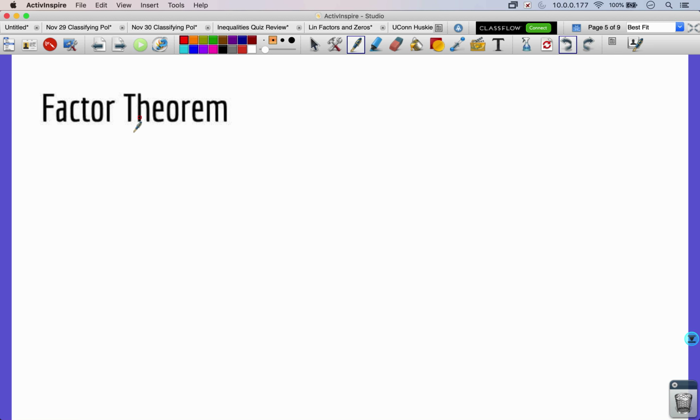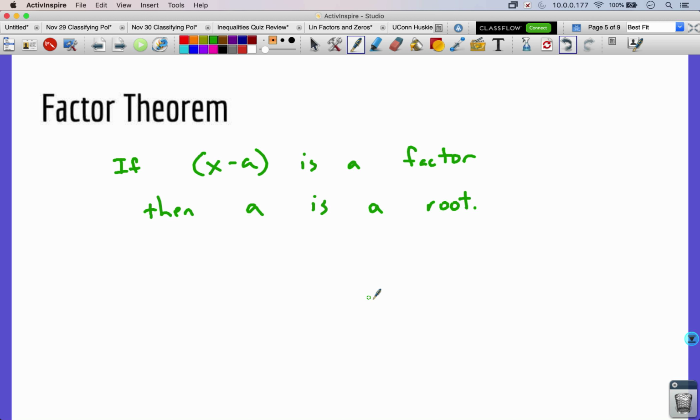Okay, factor theorem. This one's really easy. If x minus a is a factor, then a is a root. This comes to us directly from the zero product property. You set your factors individually equal to 0 and solve, but factor theorem allows us to just go straight to the answer one step quicker.